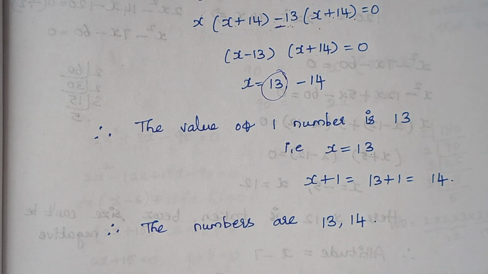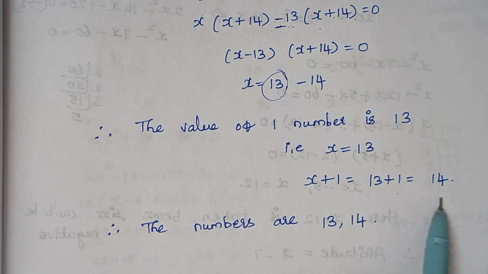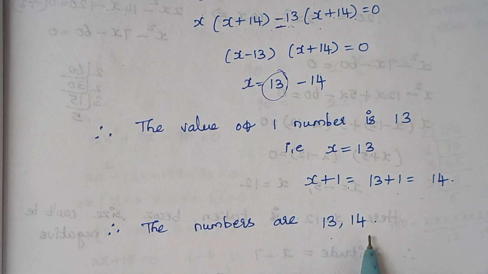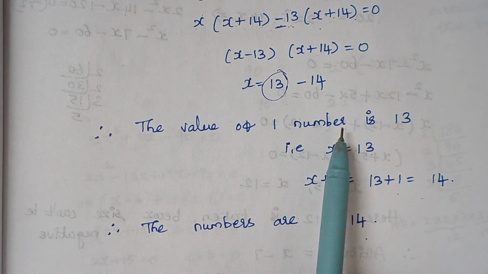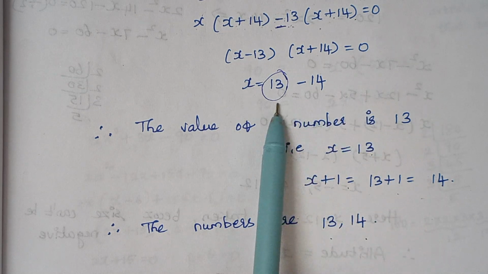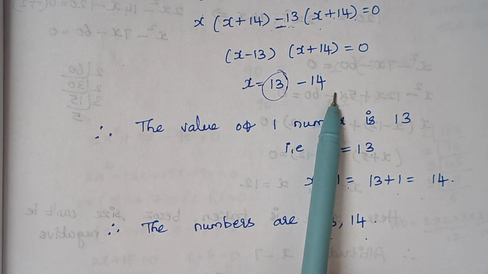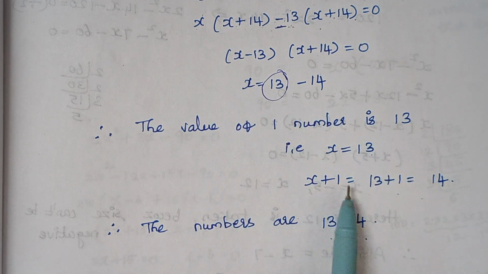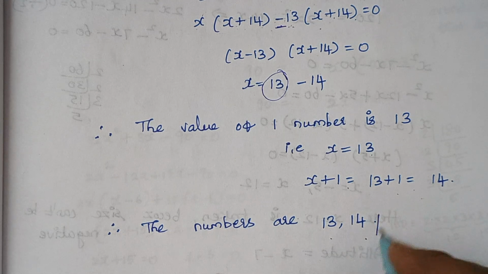What about the other number? The other number is x plus 1. So 13 plus 1, here it is 14. Therefore the numbers are 13 and 14. Because in the problem they have clearly given two consecutive positive integers. That is the reason why I am selecting 13 as the answer, not minus 14. So if x is 13, then x plus 1 is 14, and finally this is your answer.